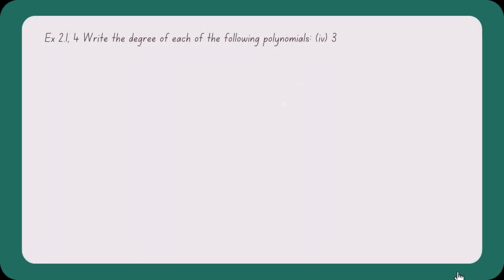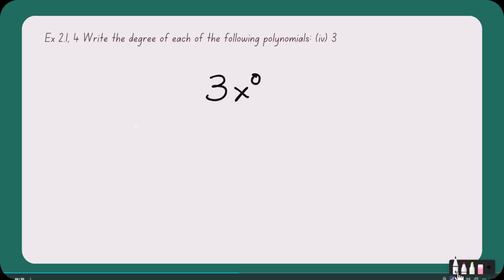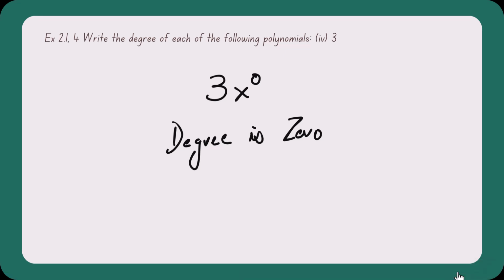Now what about the next one? Fourth one. So 3 is there. What is the degree? 3x raised to 0. So 3x raised to 0, right? So the degree is what? Degree is 0. Now what type of polynomial is this? Degree is 0, right? It's called something. What is the degree? Degree is 0. So what do we need to call this? There is a special name for the numbers.